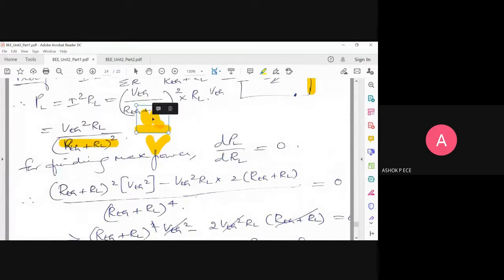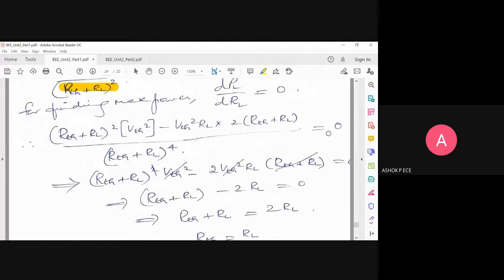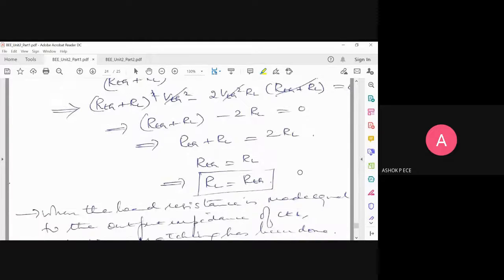So differentiate the power with respect to RL and equate that to 0. Cross multiply; this RL power 4 will become 0 because I'm cross multiplying, and you can simplify. So you can cancel one RTH plus RL on both sides. If you simplify, you will get RL equal to RTH. So when is maximum power transferred? When the load resistance is equal to Thevenin's equivalent resistance of the circuit. Only in that case, maximum power is transferred from source to your load.